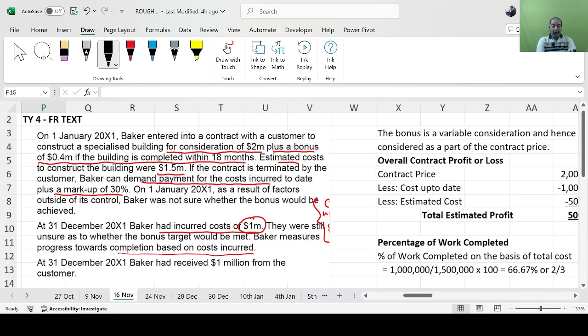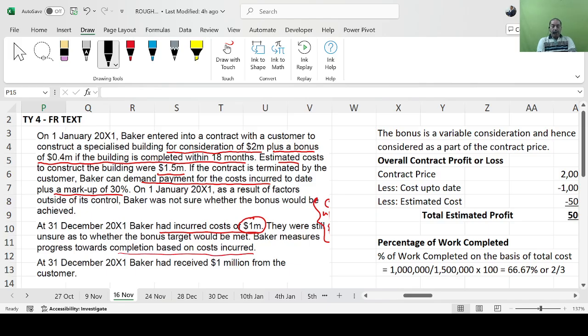So here what they are saying is that Baker is not sure whether the bonus would be achieved or not. That means whether the work will be completed within 18 months or not. So that $0.4 million is not guaranteed. I'm not saying that the entire consideration is not guaranteed. That $0.4 million is not guaranteed. That is clearly given. Whether the bonus would be achieved, that is doubtful, not the consideration. So in that case, the total contract price would remain $2 million.